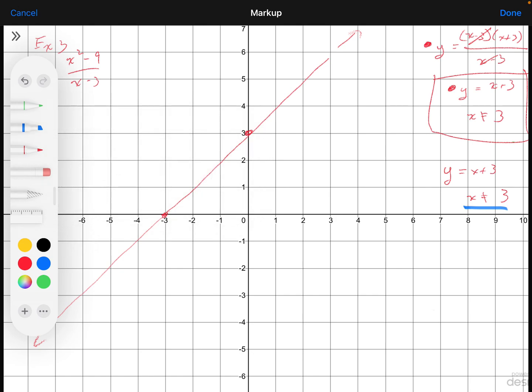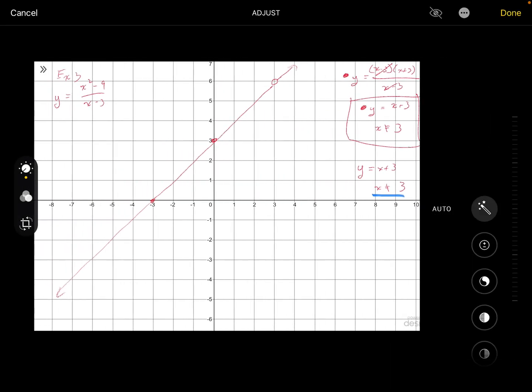Where is x equals 3? Right there. So what do I have to do? I have to make sure that I put a hole in my graph wherever x is 3. And this is what this function looks like. Really good idea to simplify your graphs first. All right, let's move on to the next one.